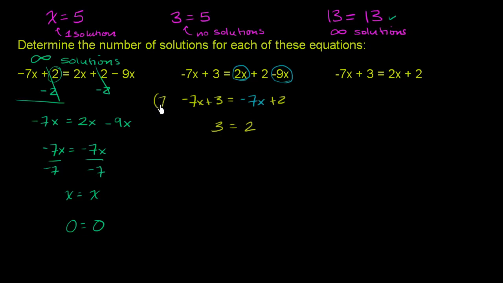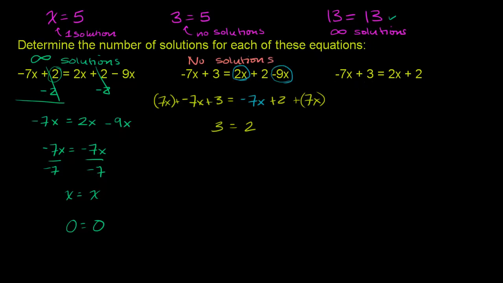All I did is add 7x to both sides of that equation. And now we got something nonsensical. I don't care what x you pick, how magical that x might be, there's no way that x is going to make 3 equal to 2. So in this scenario right over here, we have no solutions. There's no x in the universe that can satisfy this equation.